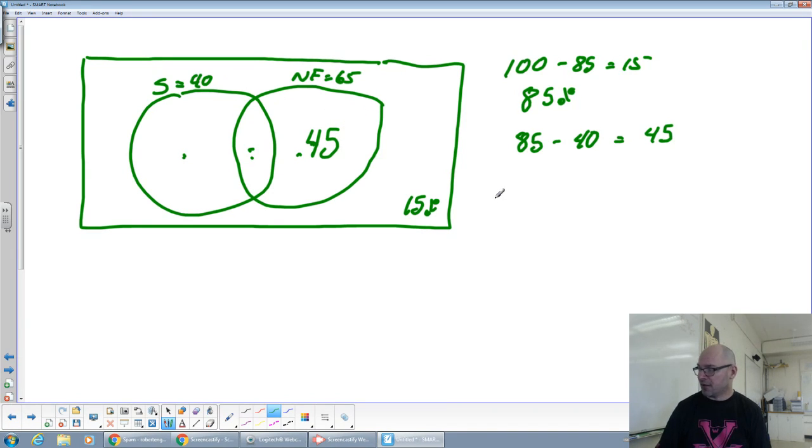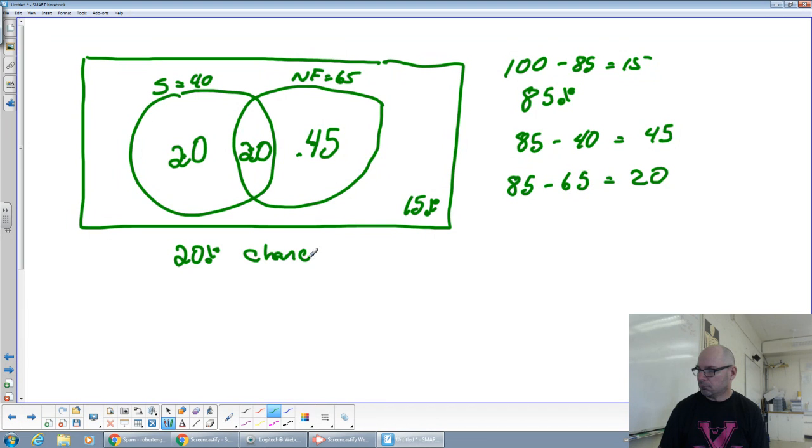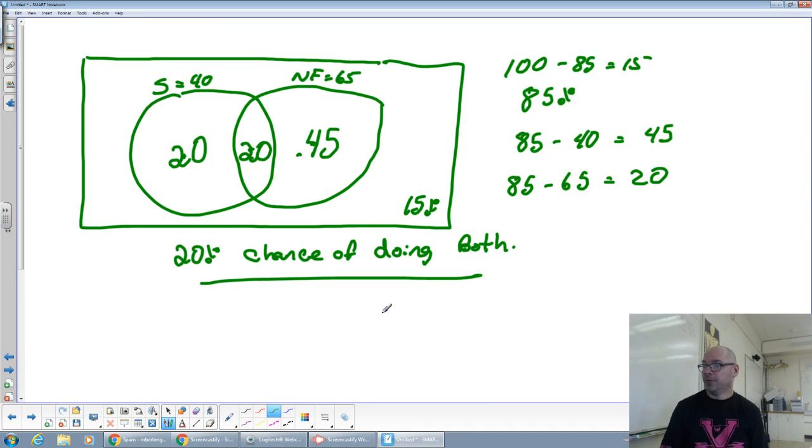And you do the same thing here. You take 85 and you subtract what's in the Netflix circle, which is 65. So that's equal to 20. That means there's 20% left for this circle. And then when you look at these two, there's 40% in this circle minus 20, there's 20% left there. There's 65% there. There's 45% there, so there's 20 left here. So the answer that you would get is a 20% chance of doing both. Okay, so that's how you do that.